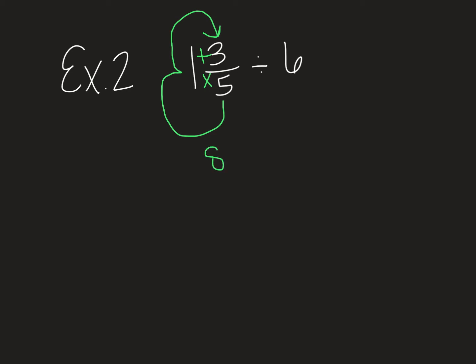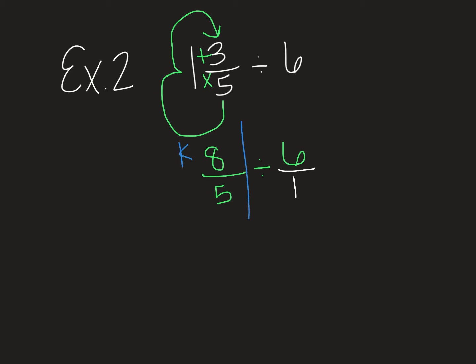So 8 is our top number. Our bottom number stays the same at 5. And I can bring everything else down. But 6 is not a fraction. We need to make 6 a fraction. It's a whole number, and we know that we can put whole numbers on top of 1 and they become a fraction. Okay, now after doing those things, we are ready to keep, change, flip.